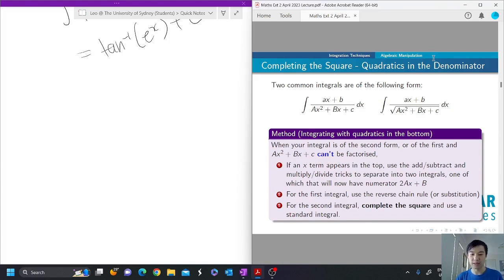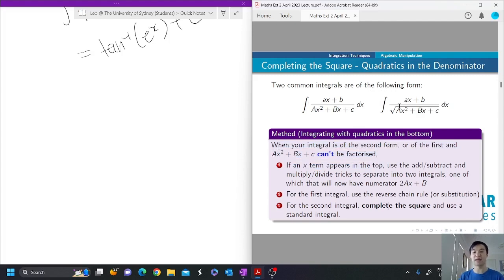So yeah, this works if you've got ax squared plus bx plus c, the derivative of that is 2ax plus b. So you want to manipulate it so that the top has a 2ax plus b, because that's the derivative of ax squared plus bx plus c, and manipulate it so that you can apply the reverse chain rule, and then you can complete the square for the second fraction. And that's only if there's an x term in the top already. And this also is only when the bottom is irreducible, meaning it can't be factorized.